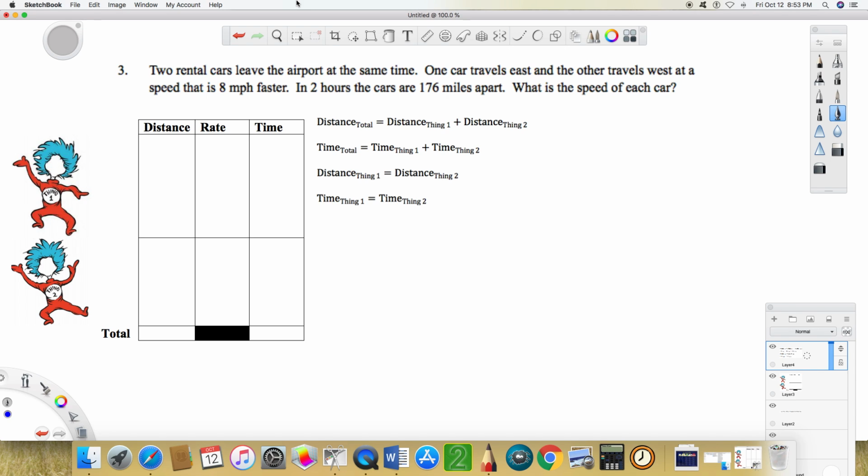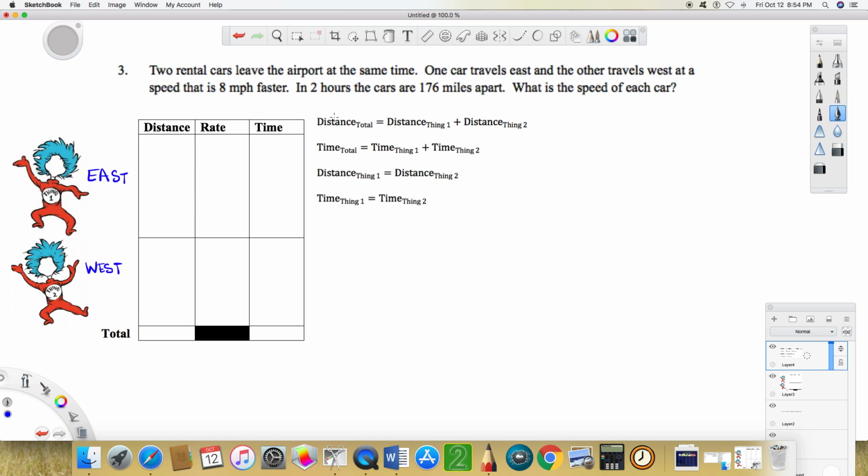All right, so we have two rental cars leaving the airport at the same time. One car travels east and the other car travels west at a speed that is 8 miles per hour faster. In 2 hours, the cars are 176 miles apart. What is the speed of each car? So let's label thing one as the eastbound car and thing two as the westbound car.